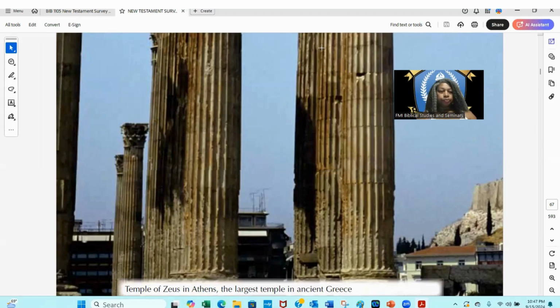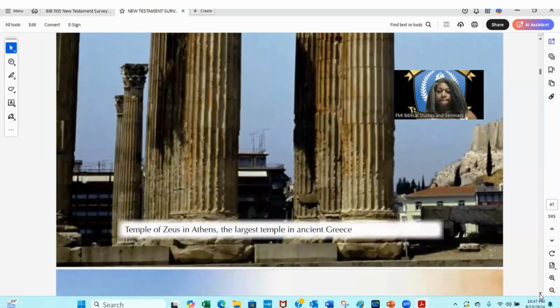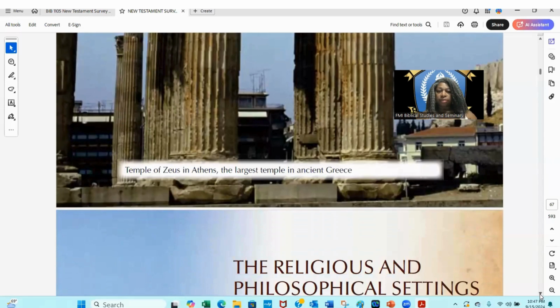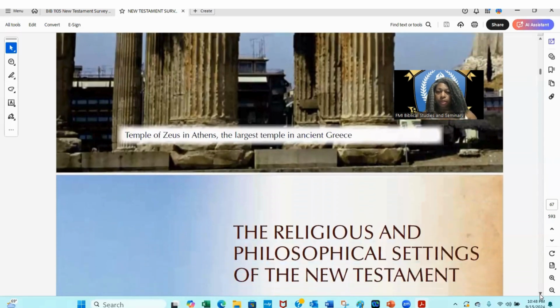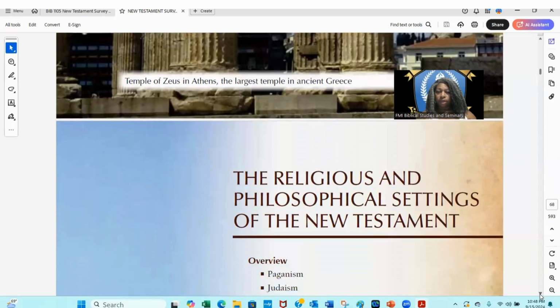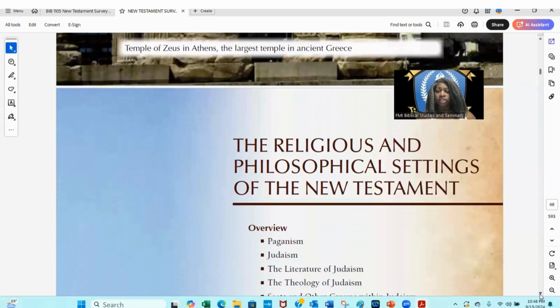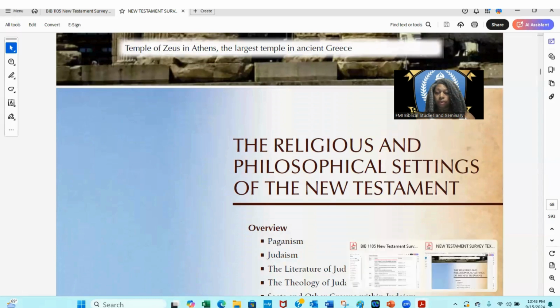Okay, so this chapter 3, we jumped fast forward to page 67. And this talks about the temple of Zeus, and we decide we want to talk about that. So now we're at the religious and physical settings of the New Testament. So this is what we're going to do.